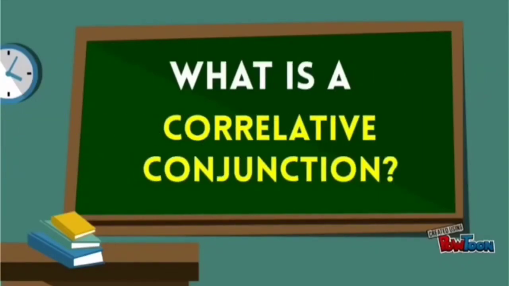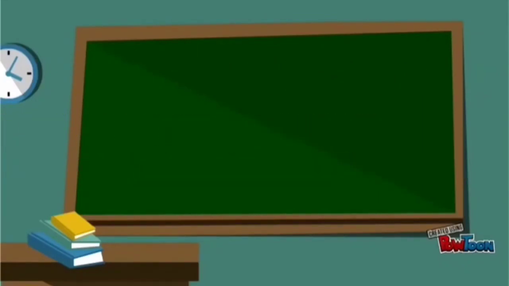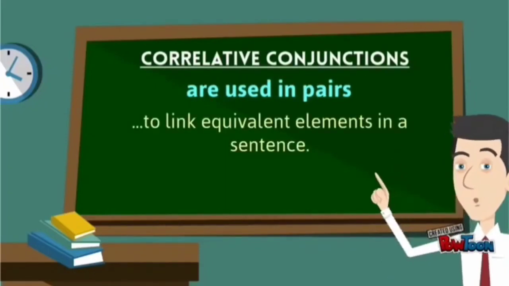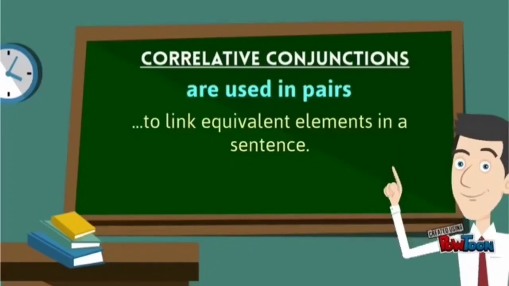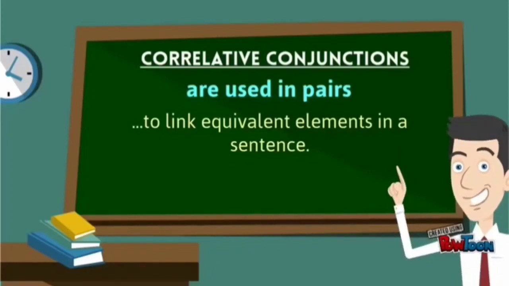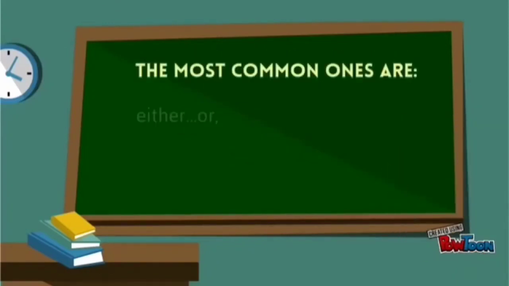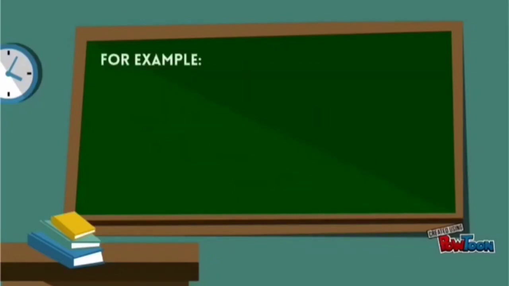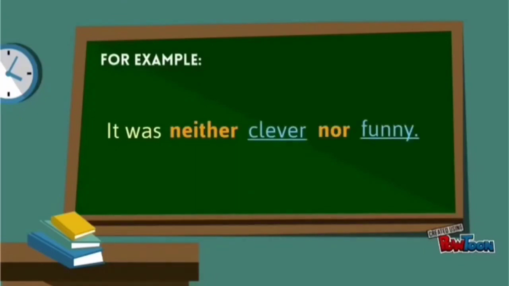What is a correlative conjunction? Correlative conjunctions are used in pairs to link equivalent elements in a sentence. The most common ones are either...or, neither...nor, both...and, not only...but also. It was neither clever nor funny. Here, clever is an adjective.